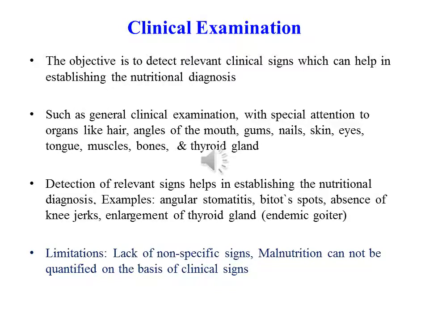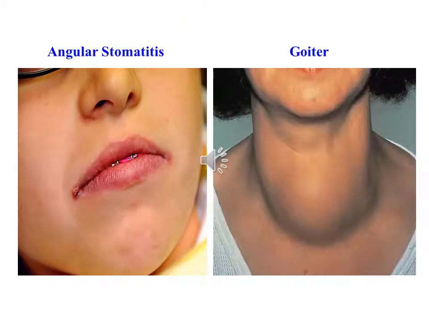Likewise, Bitot spots tell you that the person might have vitamin A deficiency, but how severe the deficiency is, you cannot tell that by just looking at the Bitot spots. In this picture, you see angular stomatitis, which may occur in vitamin B deficiency, or it may also occur in folic acid deficiency. Goiter occurs in iodine deficiency.